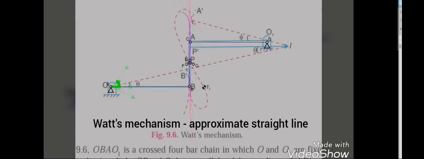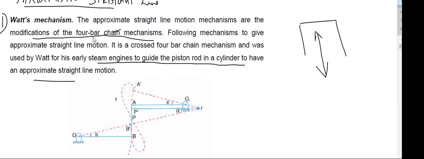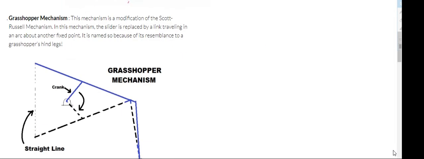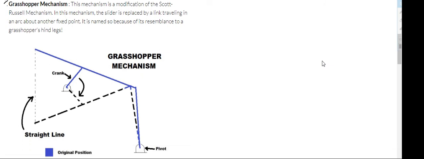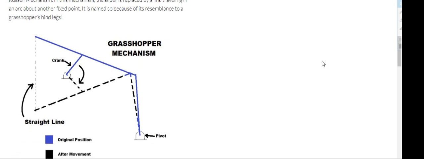So that is Watt's mechanism, the first of the approximate straight line mechanisms. Now we will see the next one, that is the grasshopper mechanism. In Malayalam we call it pulchadi, grasshopper. It is similar to a grasshopper, it jumps around. Again a very simple mechanism.